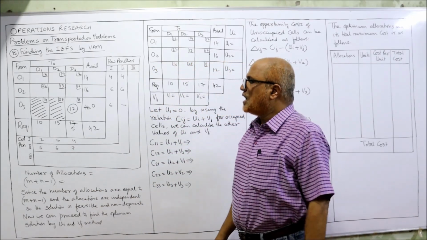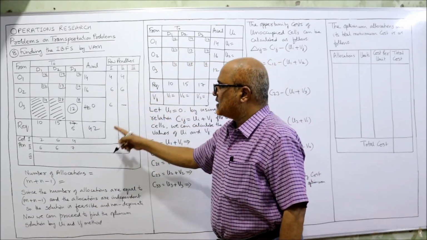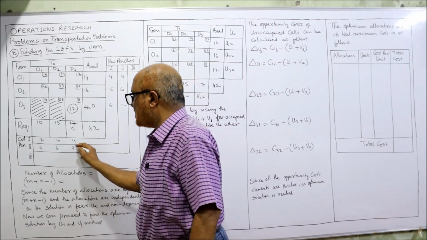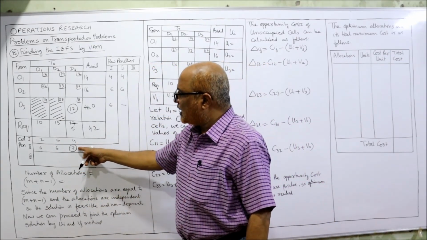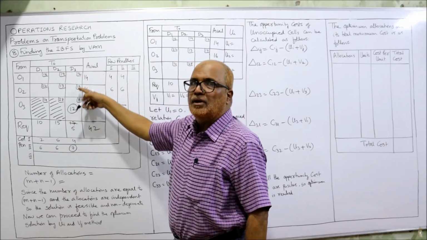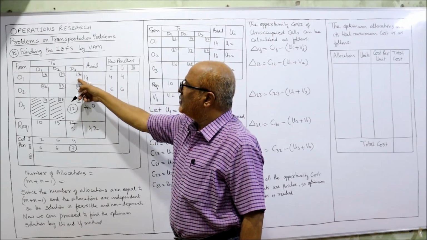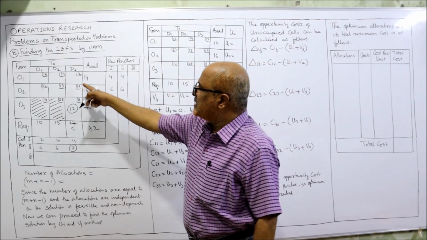Right? Now what is the highest penalty? 4, 6, 7, 6, 6. So 7 is the highest penalty, rounded off. Now find out in which column we are having this D3 column. What is the lowest cost here? 12. 12 is the lowest cost.